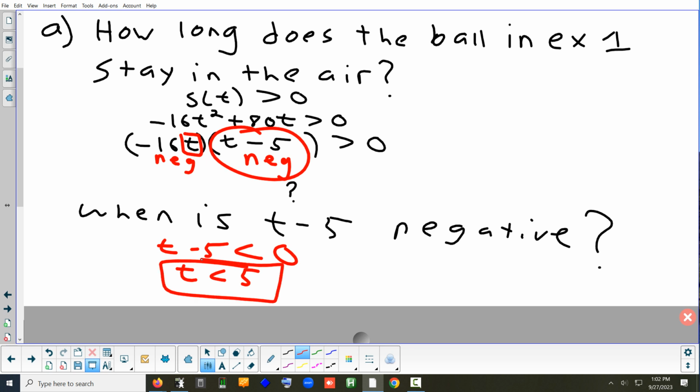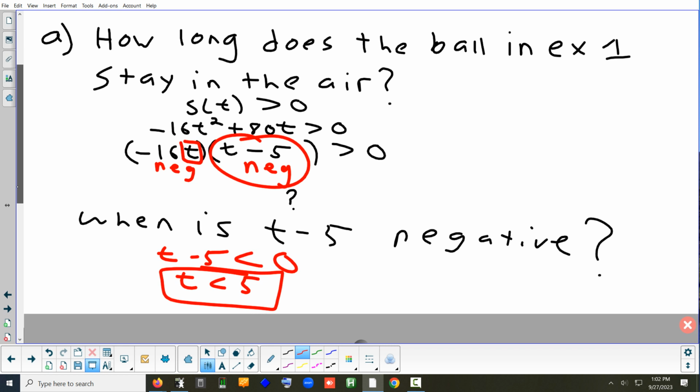So that tells you basically the ball is in the air for how long? Joy? Well, what does it say for our final answer? So t is less than 5. So how long is the ball in the air for?